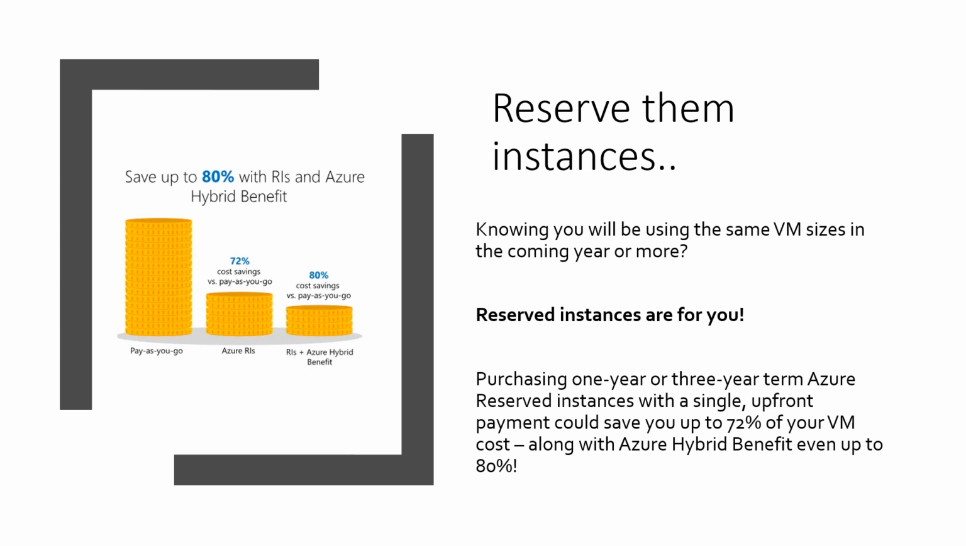And you can purchase a 1 year or a 3 year term with Azure, and they come with a single upfront payment, or if preferred, you can move to a monthly payment plan. And you can save up to 72% of your virtual machine cost. And along with Azure Hybrid Benefit, you could even save up to 80%. Azure Hybrid Benefit, I have a slide on this later in the video, and it is a Windows only licensing saving. So I will discuss that later on.